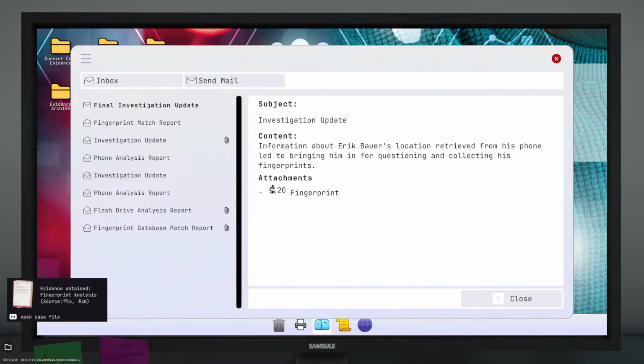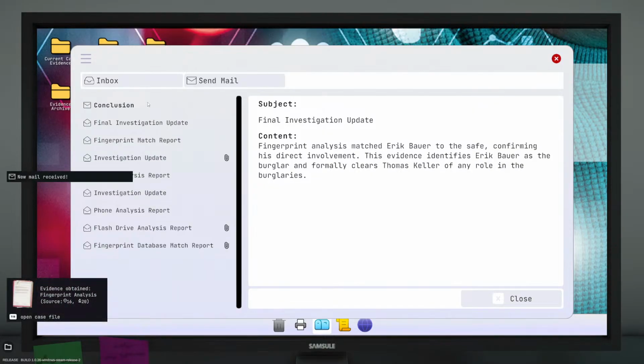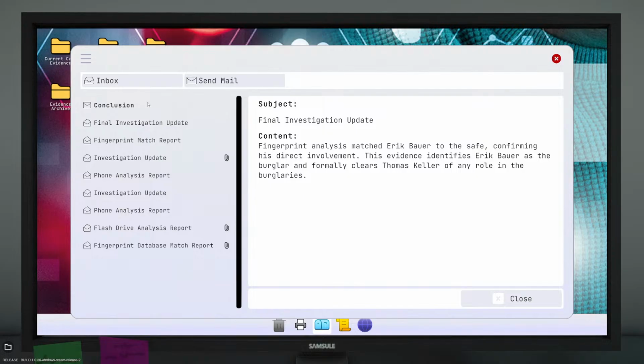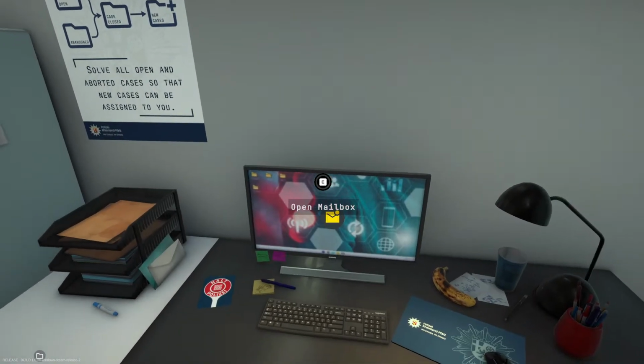Okay, final investigation update. Fingerprint analysis matched Eric to the safe, confirming his direct involvement. This evidence identifies Eric as the burglar and formally clears Thomas of any role in the burglaries.